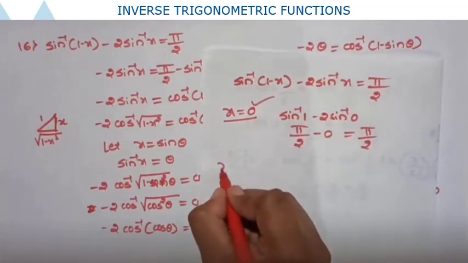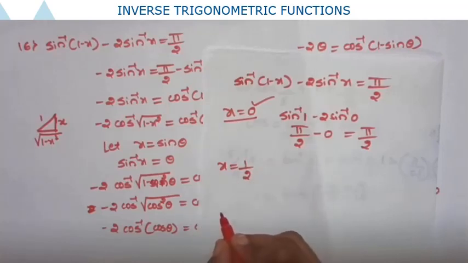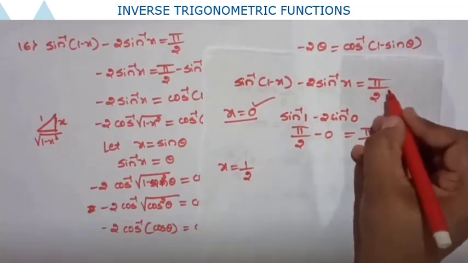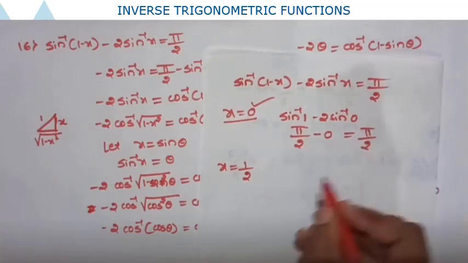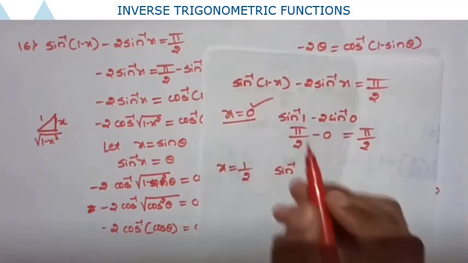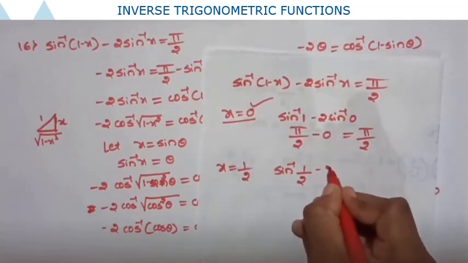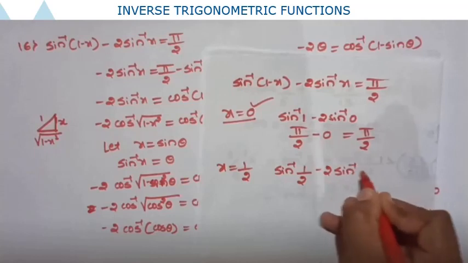And now we'll consider x equals 1 by 2 also. If x equals 1 by 2, you substitute. Are we getting this equals pi by 2 or not? We'll see. So therefore sine inverse of 1 minus 1 by 2. So 1 minus half is half. Sine inverse 1 by 2 minus 2 sine inverse 1 by 2.